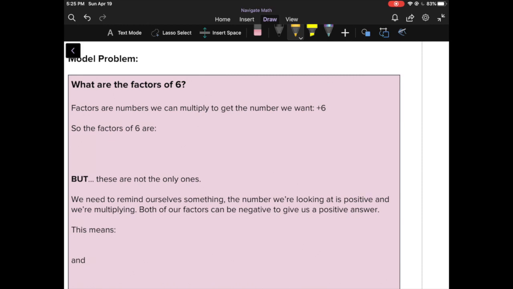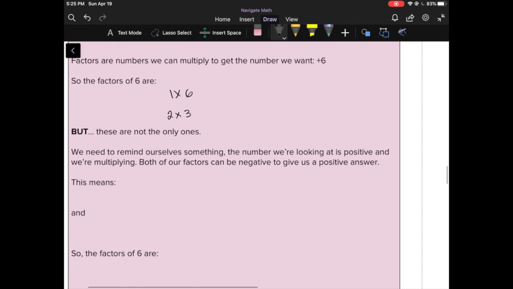What are the factors of 6? We're going to ask ourselves, and remind ourselves, that factors are numbers that we can multiply to get the number we want. And in this case, we want positive 6. So the factors of 6 are 1 times 6 and 2 times 3. But these are not the only ones.